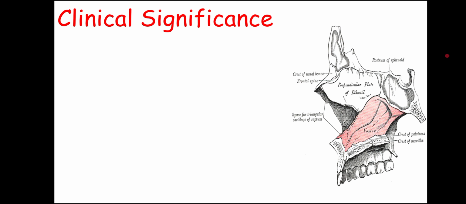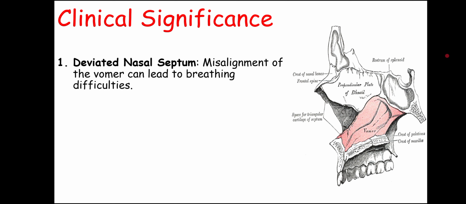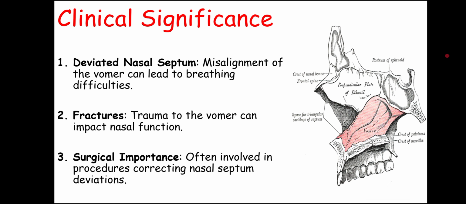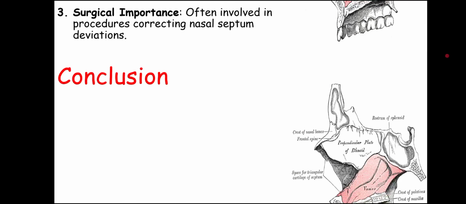Now let's talk about the clinical significance of the vomer. The first significance is deviated nasal septum, as misalignment of the vomer can lead to breathing difficulties. The second significance is fractures, as trauma to the vomer can impact nasal function. And the third significance is surgical importance, as it is often involved in procedures correcting nasal septum deviations.